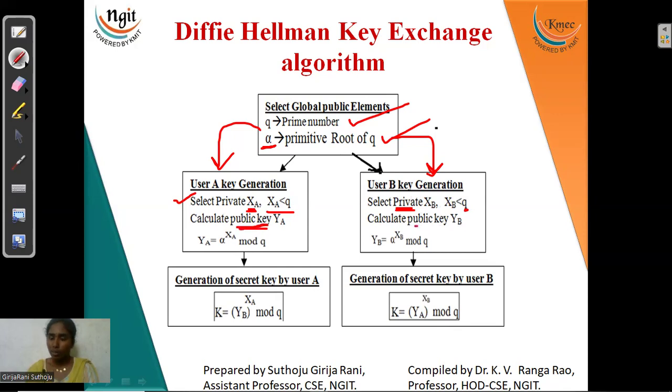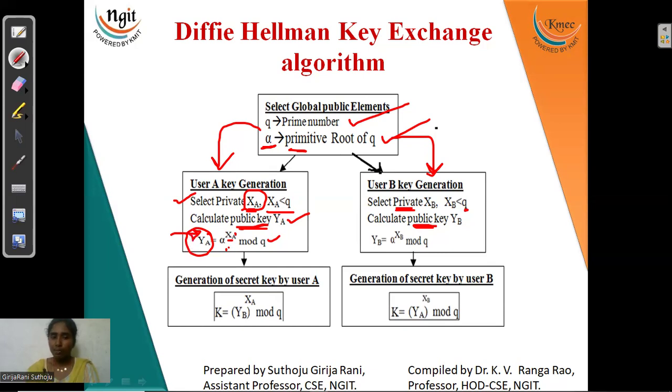Now, with this private key, I'm going to calculate my public key. This side also, I'm going to concentrate on the creation of the public key. Whatever private key I have individually, which is confidential to me, that is XA. Now, with this XA and the primitive root I have, I'm going to find YA. YA is the public key: YA equals alpha to the power of my private key XA, mod the prime number Q, so that I will have my A-side public key.